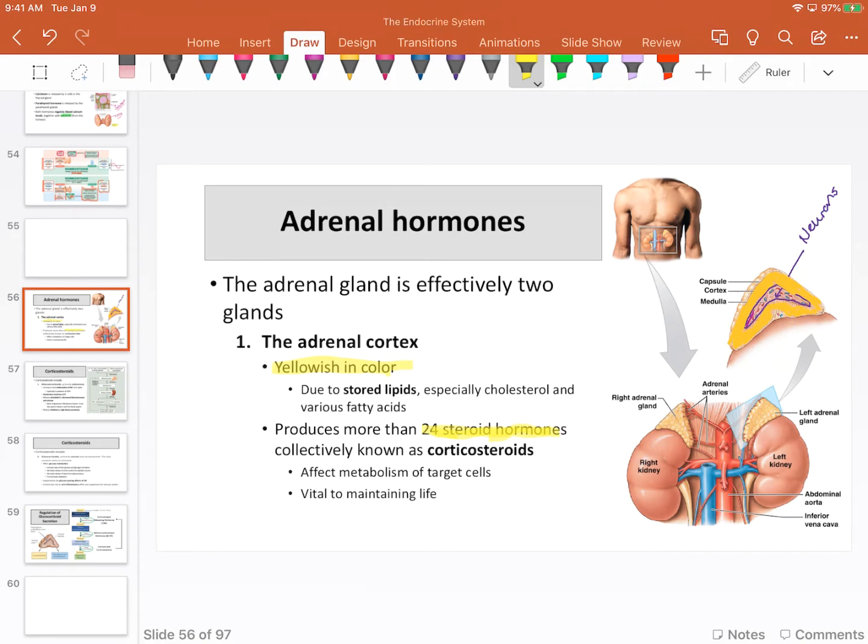We actually can survive, for example, without thyroid hormone. We're not going to be very happy about it. We're not going to feel very good. But it's not necessarily immediately fatal. It might shorten our life, but it's not going to kill us. Remove the adrenal glands, though, and death will very quickly follow.